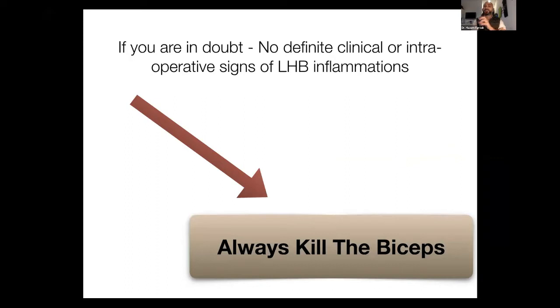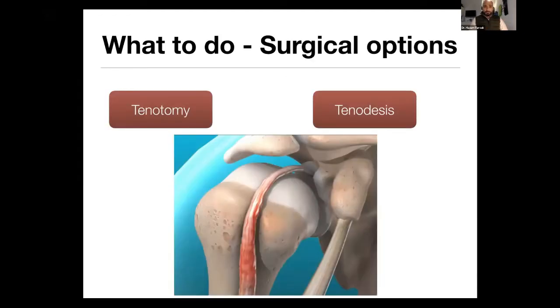who really accused the long head of biceps of a lot of things and a lot of pain. When we are doing a surgery for the shoulder, I believe that they always go for killing the biceps, and this is my philosophy as well. I have to address the biceps somehow. So if I am in doubt with no definite signs and I'm doing a rotator cuff problem or a rotator cuff tear, I believe I should do something to the biceps in order to avoid future complaints from the patients.